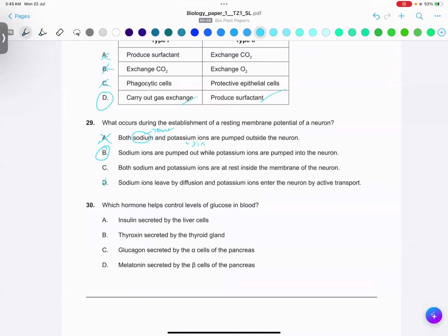That's not true. 30. Which hormone helps control levels of glucose in the blood? For glucose, we do know that it's glucagon, and we do know that glucose is also stored as glycogen. But it's not insulin. Insulin actually helps with blood flow. It is from the liver cells, or no, actually insulin's not from the liver cells. Never mind, ignore that. But it is not it. Thyroxine, secreted by thyroid gland. This does not have to do with glucose. Glucagon secreted by the A cells of the pancreas. That is true. And melatonin secreted by the B cells of the pancreas. This doesn't have to do with the glucose in the blood.